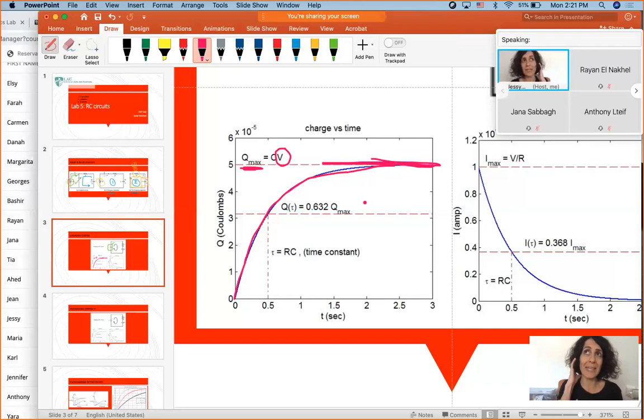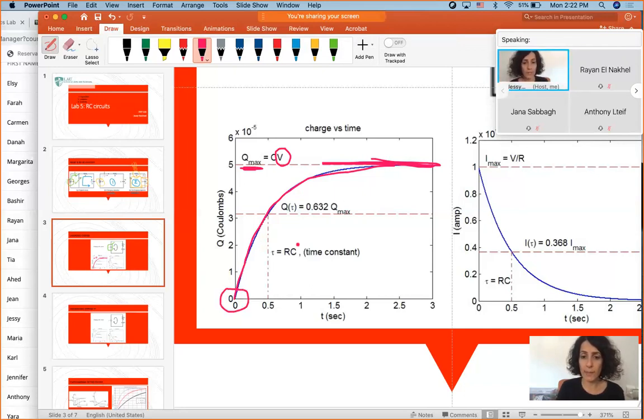I'm trying to make sense of why it's exponential. At the beginning it's fast, at the end it's slow, because there's pressure against you and you need to compress, to squeeze in the charges. That's why it's not linear. So it starts from 0 because it was initially empty.